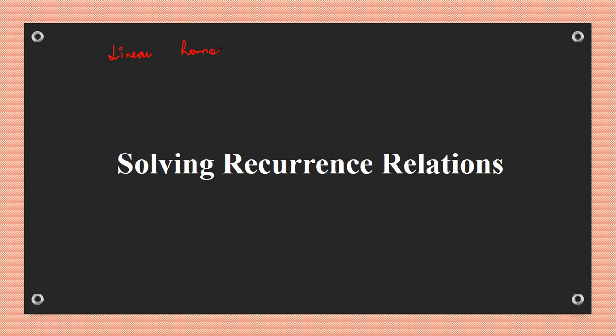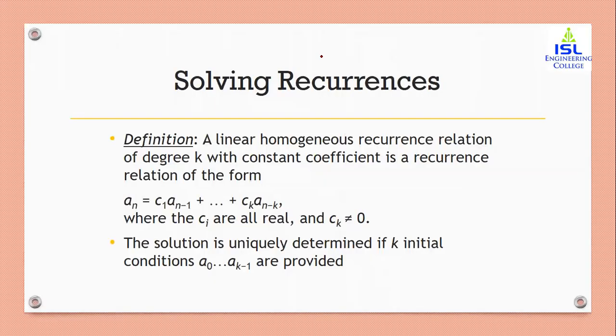The recurrence relations are basically also written as linear homogeneous recurrence relations, and these linear homogeneous recurrence relations have a degree k and they also have constant coefficients. We will see the general form of these linear homogeneous recurrence relations. To solve the recurrences, first we will see the definition.